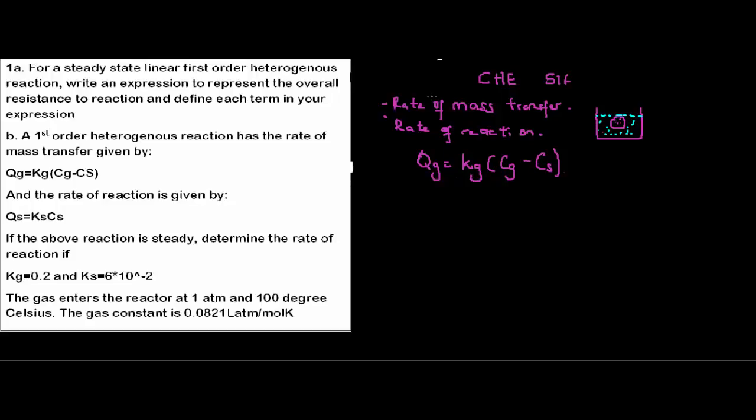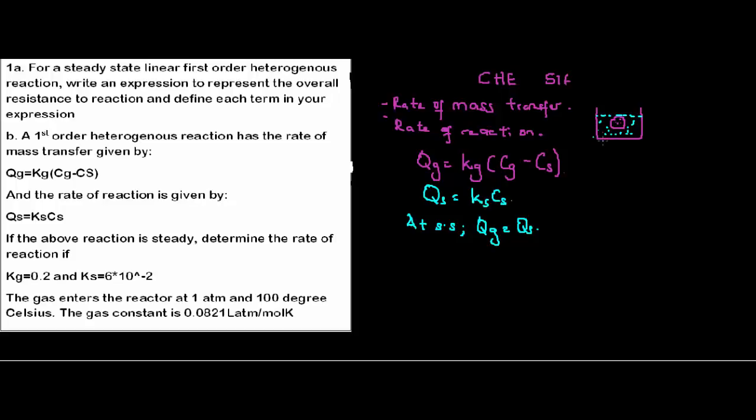Now for the rate of reaction, which is represented as Qs, I have Qs is equal to Ks Cs. Now at steady state, Ss means steady state in this place. So at steady state, Qg is equal to Qs. Now steady state means at equilibrium. That's at the point where the rate of the reaction is steady with time.